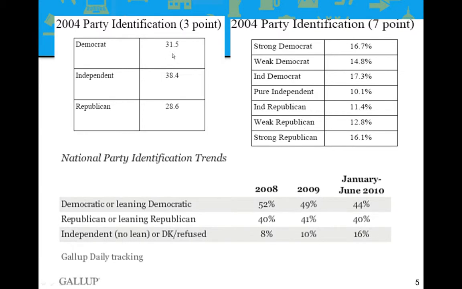And you can see that when it comes to just identifying themselves as a Republican or a Democrat, more people tend to identify themselves as a Democrat. And so you can track this. Gallup tracks people's vote. Are they Democrat or leaning Democrat? And you can see over the years people are moving away from the parties and more people are becoming independent or refuse to answer that question.